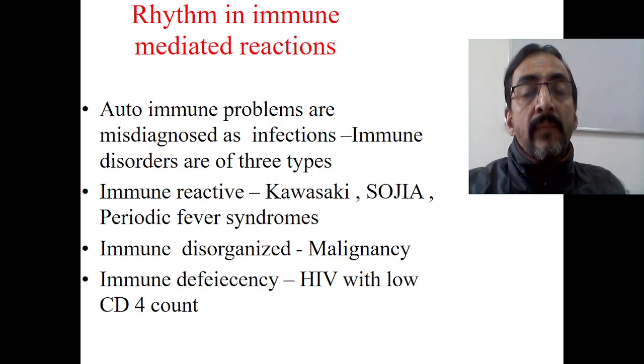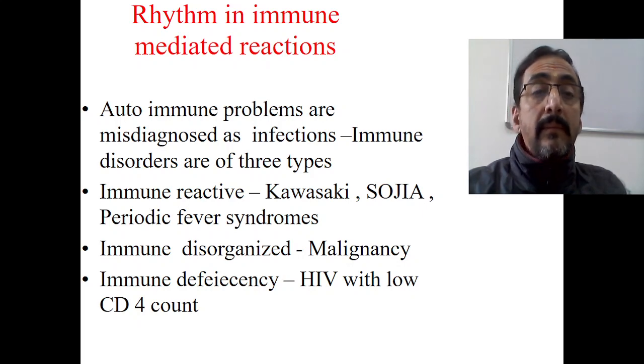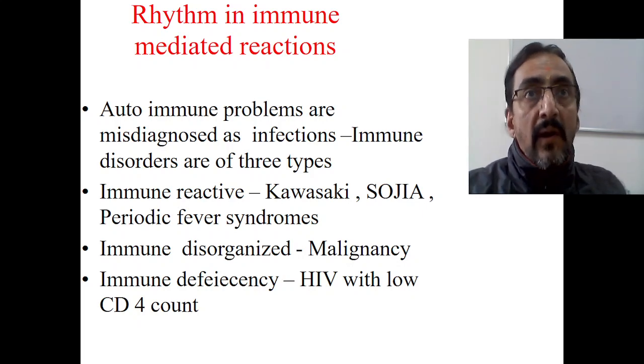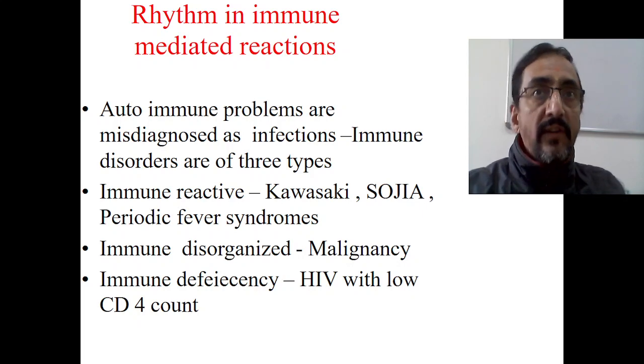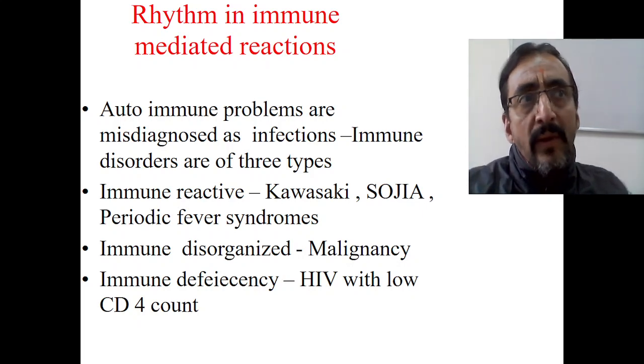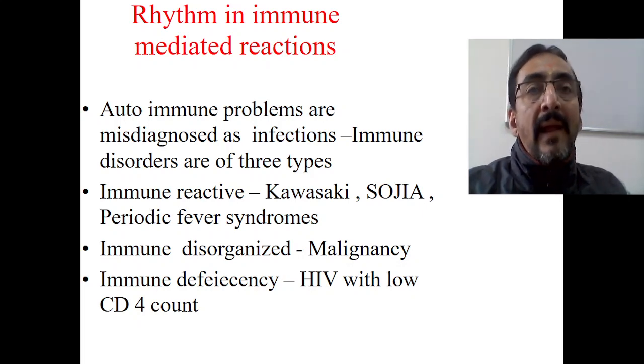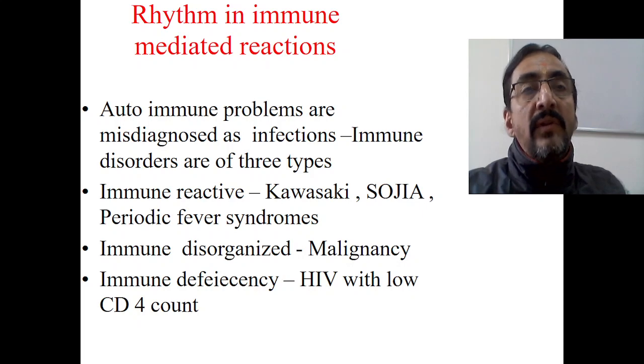They are like Kawasaki, then periodic fever syndromes and SLE-like syndromes, glandular fever, SLE, IgA nephropathies. So different types of hyper immune reactive disorders where particular autoantibodies are produced against our own body cells and destroy them, and we know this fact. This is one type. Another one is immune disorganized. That means here there is no over-excitation but disorganization. Malignancy leading to fever is actually immune disorganization.